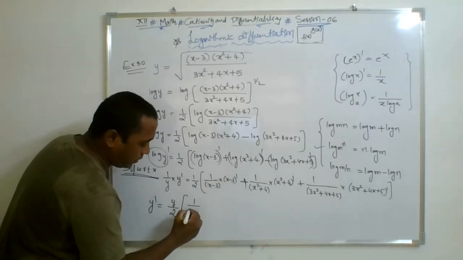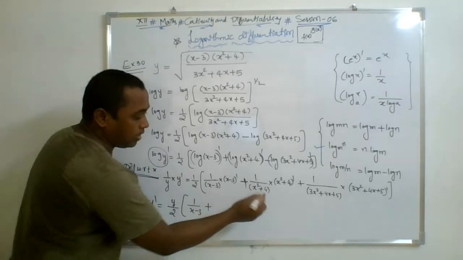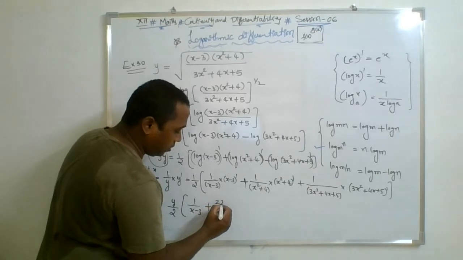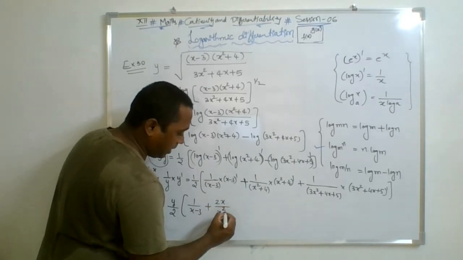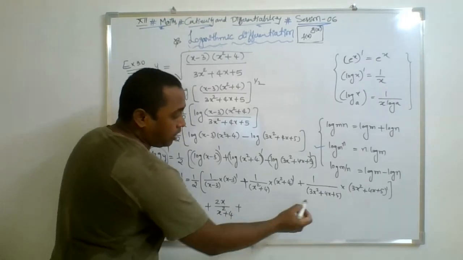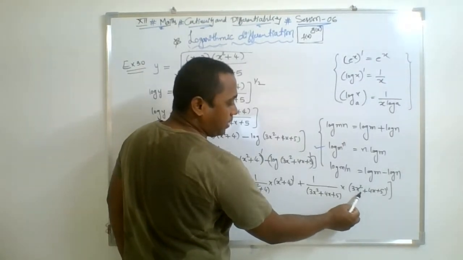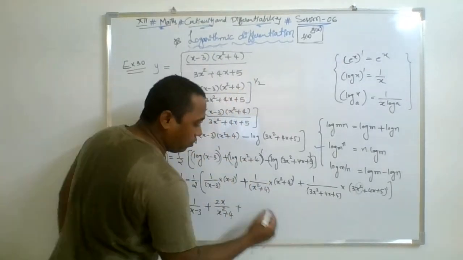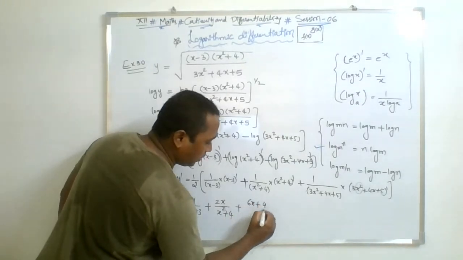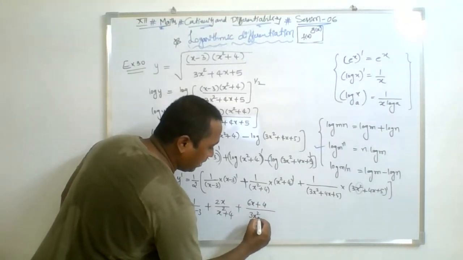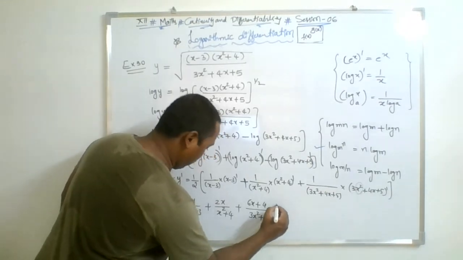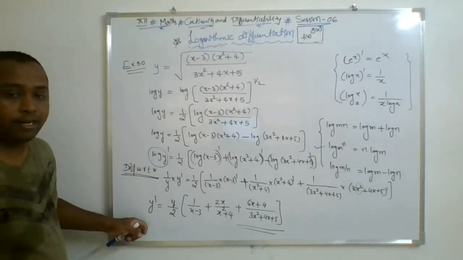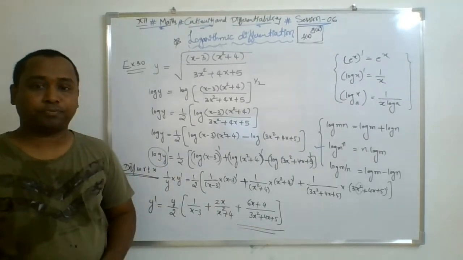So 1 upon x minus 3 is left, plus the derivative of x square is 2x and here 0. Hence, we are left with 2x only, 2x upon the denominator x square plus 4. The derivative of 3x square: x square gives 2x, and it becomes 6x, plus 4, the constant derivative is 0. We are left with 6x plus 4 by the denominator 3x square plus 4x plus 5. So now see, simple as that, the derivative, that is y dash, will give this function as the answer.